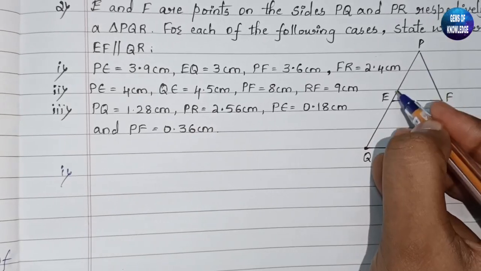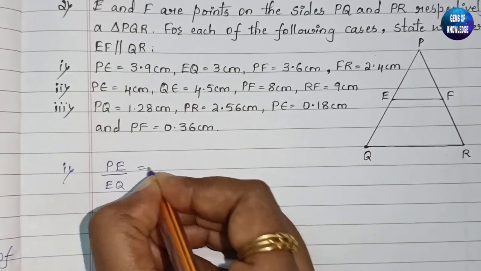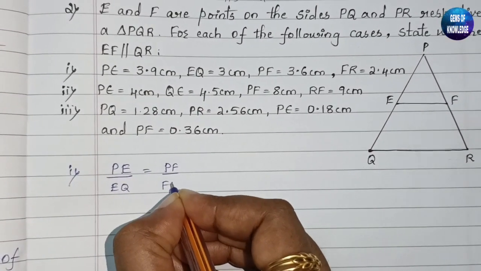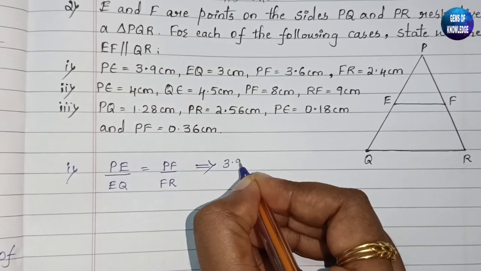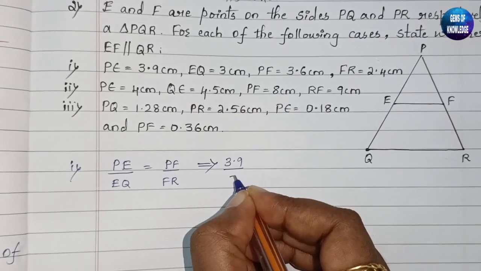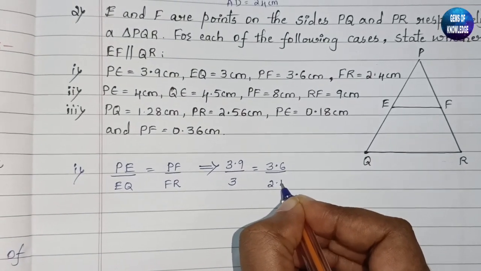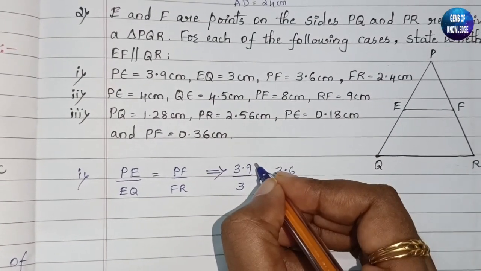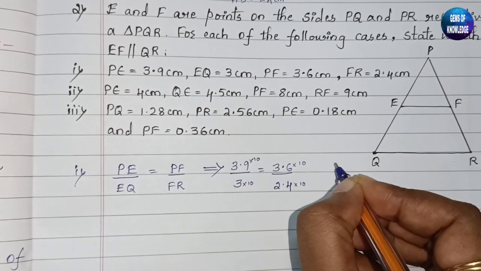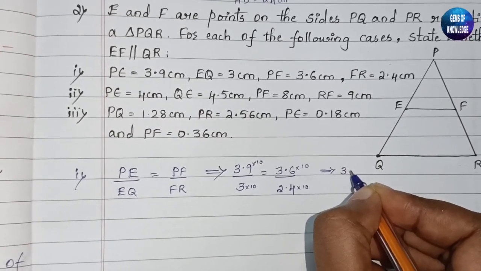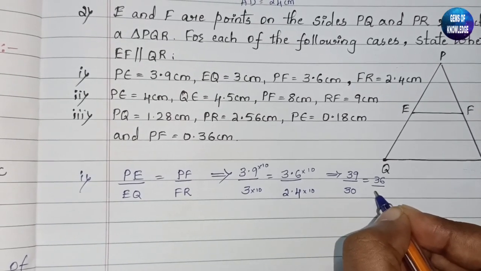We know the formula according to the basic proportionality theorem. We can write PE by EQ is equal to PF by FR. Okay, so PE is 3.9, and it is divided by EQ, which is 3, equals PF which is 3.6 divided by 2.4. If you multiply this by 10 everywhere, you are going to get 39 by 30, which is equal to 36 by 24.